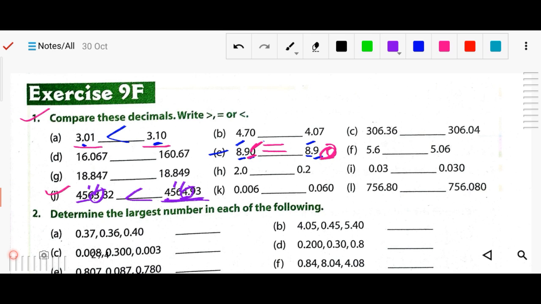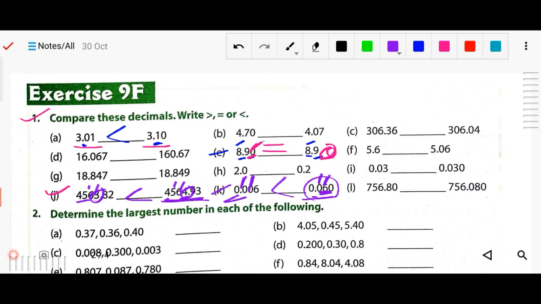Okay, so see number K. Here is the 0 and here is the 0, we start from the extreme left, then after the point there is also a point. Now check, here is the 0 and here is the 0, again same. Now check, here is the 0 but here 6. Of course 6 is greater than 0, so this number is the greatest number. So you can put this sign. Likewise you can solve all.